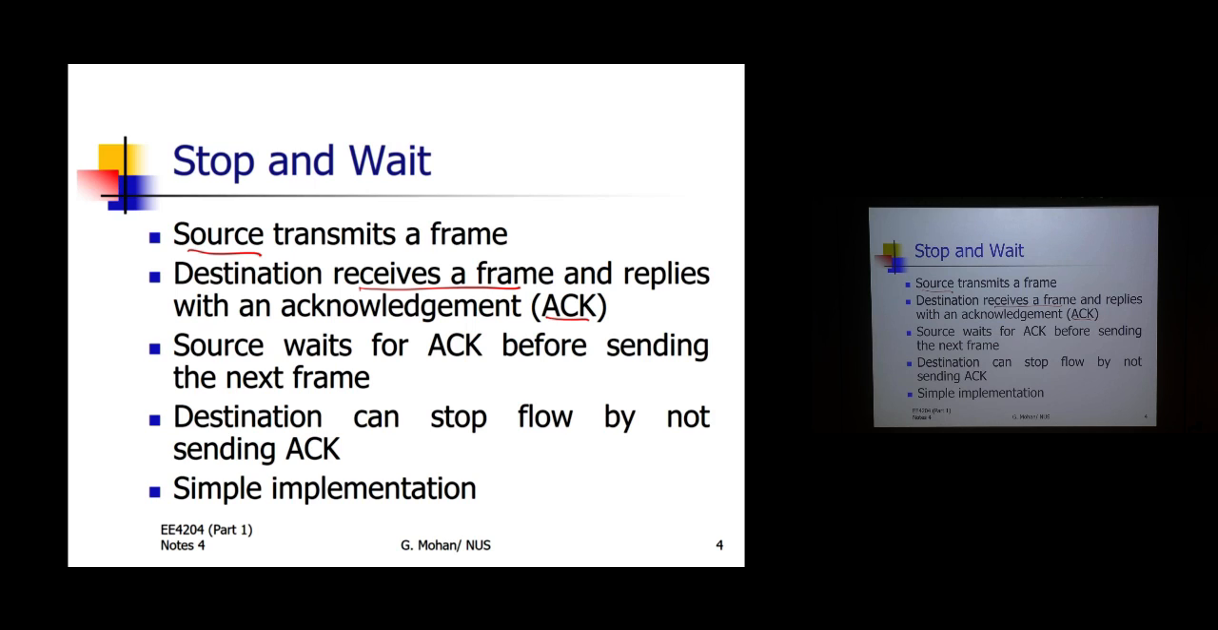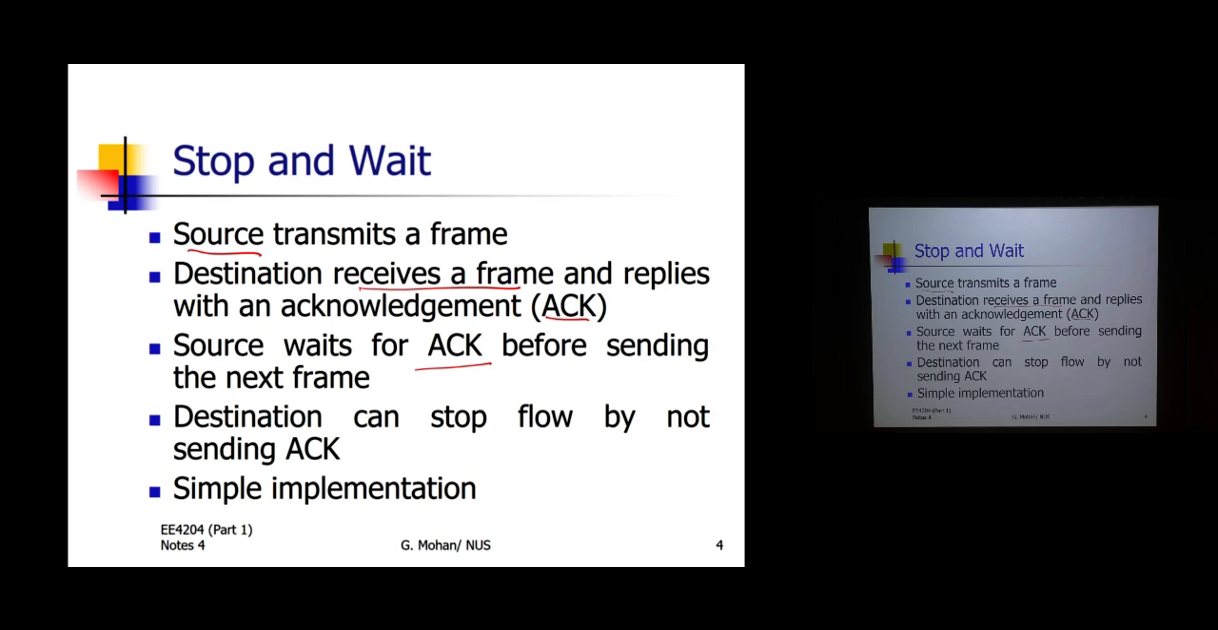Then the source waits for an acknowledgement before sending the next frame. Very simple. The sender or the source transmits frame number 0. It does not transmit the next frame immediately. Instead, it waits for the acknowledgement from the receiver side. So the sender transmits 0, waits for the acknowledgement. Once the acknowledgement is received, it confirms that the previous frame has been received correctly.